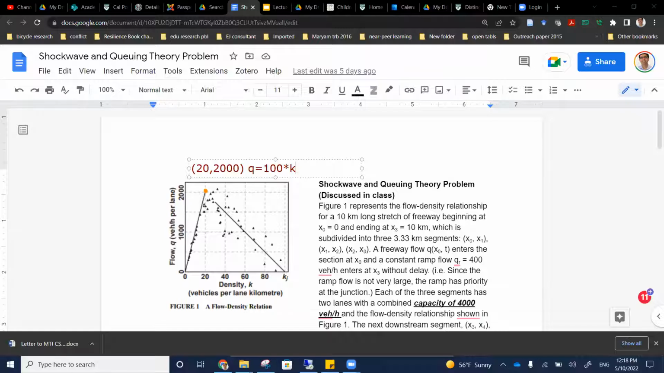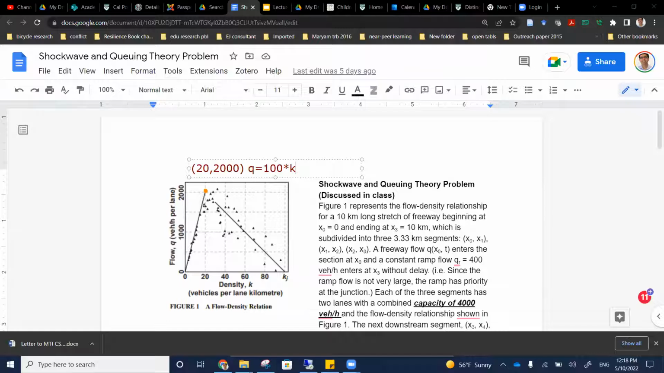Now this is very interesting, because instead of a parabolic relationship, you have a linear relationship between flow and density. Based on this, you can probably also tell what the average speed is on this segment when you don't have congestion. This equation represents the flow density relationship when you don't have congestion, but you should also be able to tell me the average speed on this segment without congestion.